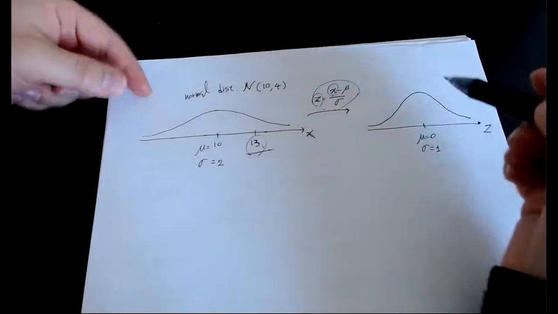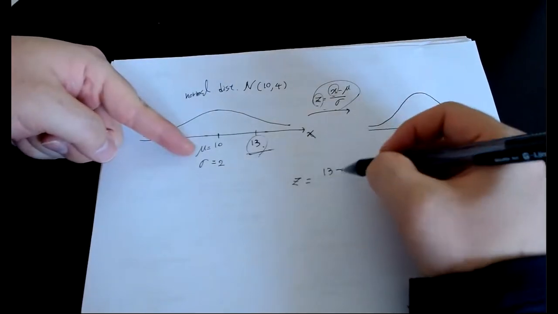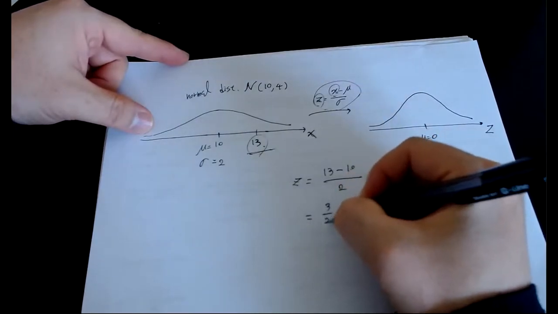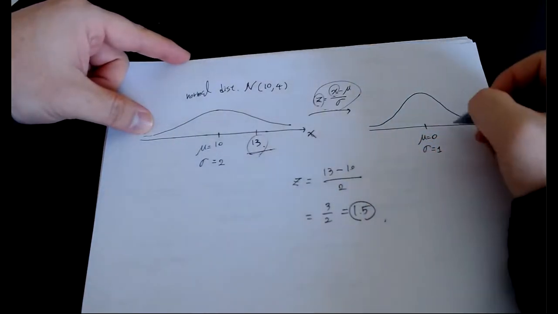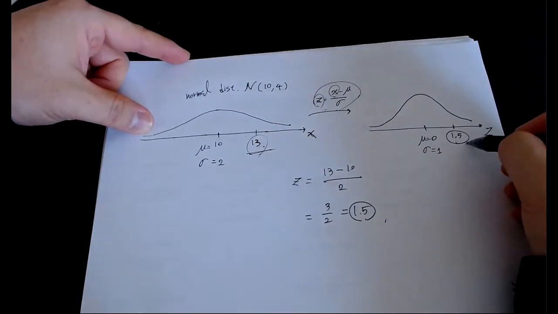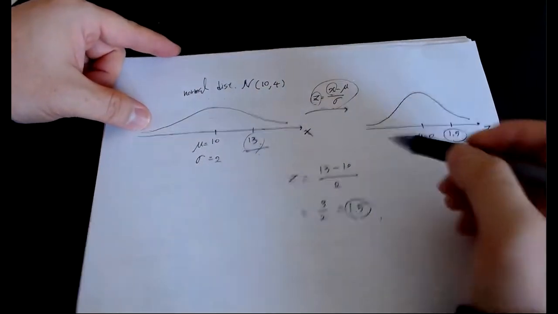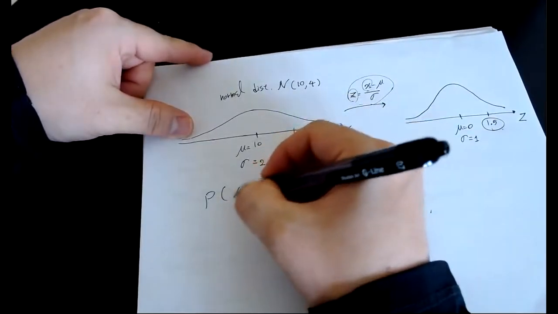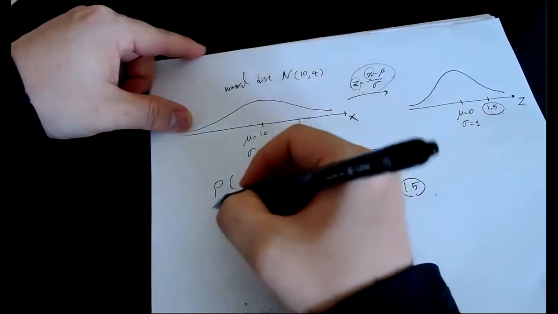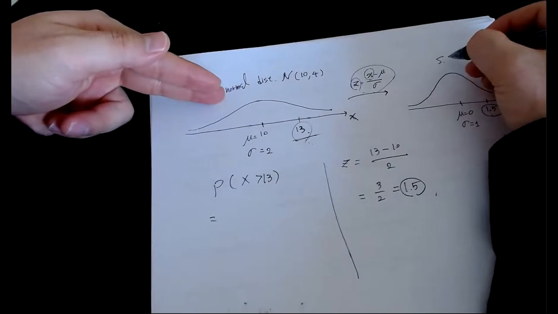Then we plug 13 into X. Then Z is equal to 13 minus mu, which is 10 here, over sigma, which is 2. That is 3 over 2, which is 1.5. So 1.5 is right there. This is the z-score, or you can say the z-value, corresponding to the normal value at 13. So now the probability that X is greater than 13 can be found by transforming the normal distribution to the standard normal distribution.